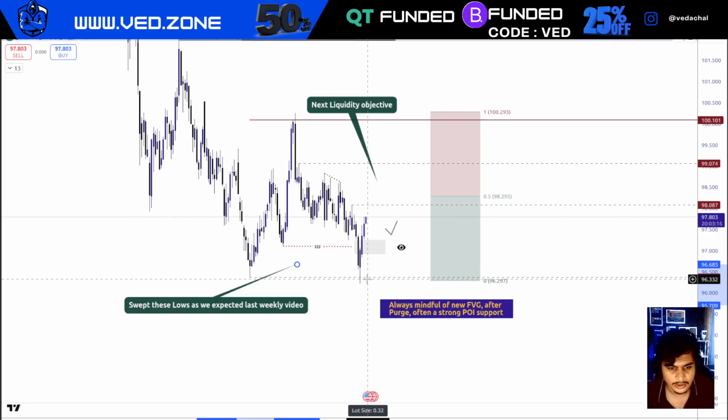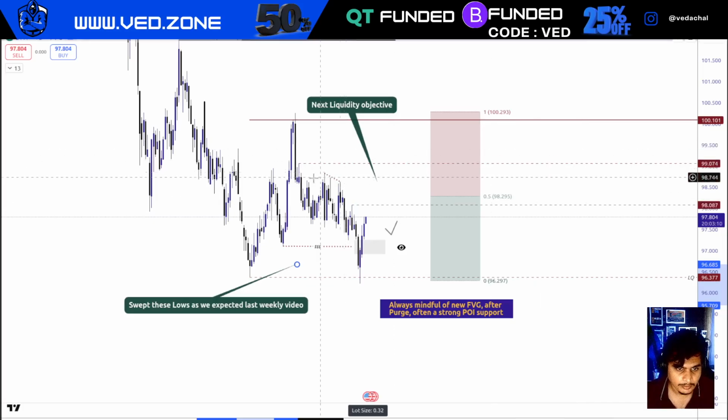Which is our next round of liquidity? Nothing but this side. This will be my first round of liquidity, meaning price likes to attract there. Next will be these highs and this. At least this one for sure. And this will be my last line of defense where the price might reverse. Yeah, this is the golden rule: always be mindful of the fair value gap after the purge on a strong POI support. And that's for the DXY.